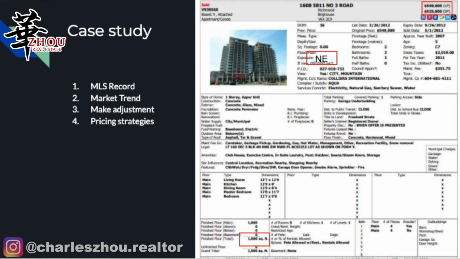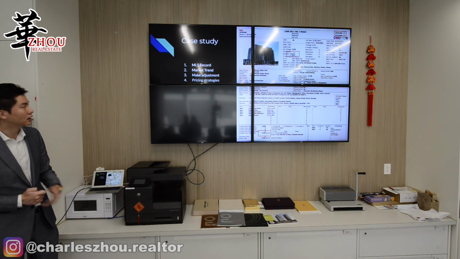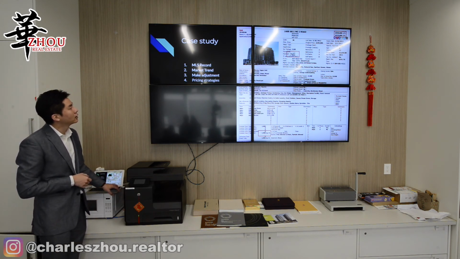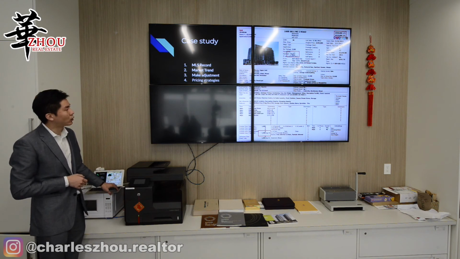Case study. So this is an MLS record. Listed for 549, and sold for 525. And the exposure is northeast, 1,000 square feet. So basically it sold for 525 per square foot, if you calculate, right? So the records and the trend help you make adjustments and a pricing strategy.